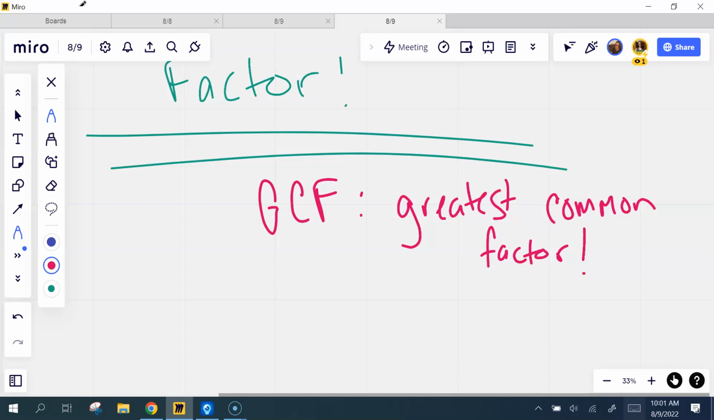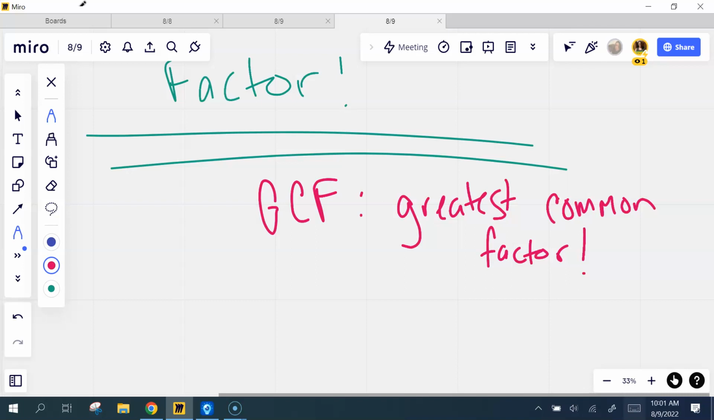The factor that both numbers share. The biggest number that both of them share. The biggest number that can be multiplied by both. The biggest divider.